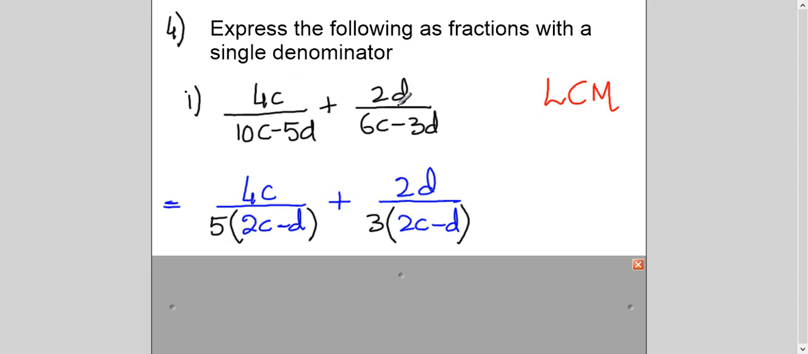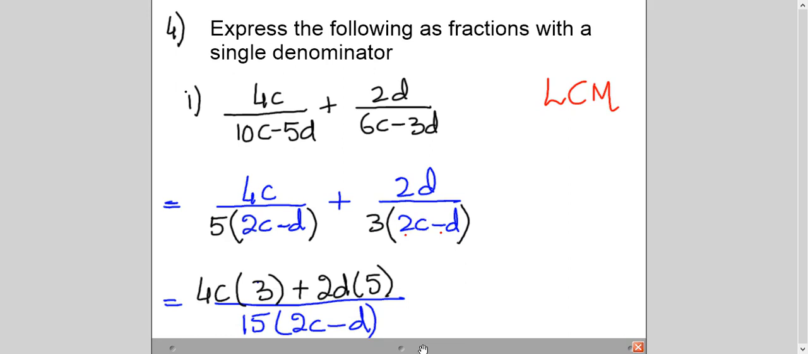between them, right? If I had minus, if I had plus, I will take. Now if I see the denominators here, 2c minus d is common. So when I will be taking LCM, this will come just one time, right? And LCM of 5 and 3 is 15. So my question will become, look at the denominator right now. It will be 15, 2c minus d.